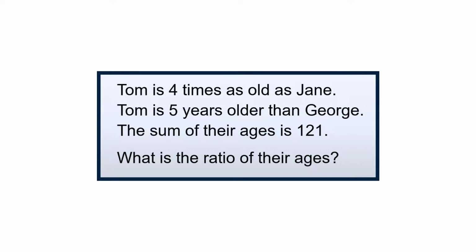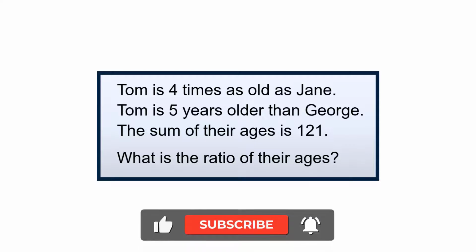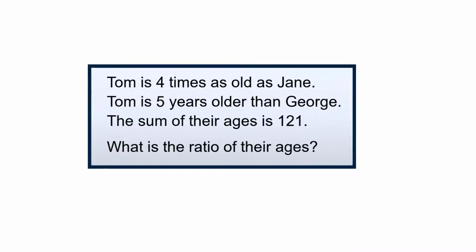Hi, in this video we're going to look at forming and solving equations. Here's an example. Tom is 4 times as old as Jane. Tom is 5 years older than George. The sum of their ages is 121. What is the ratio of their ages?